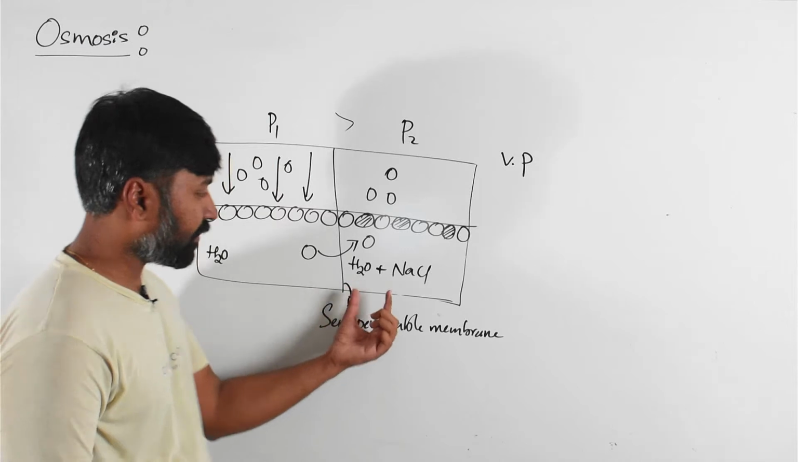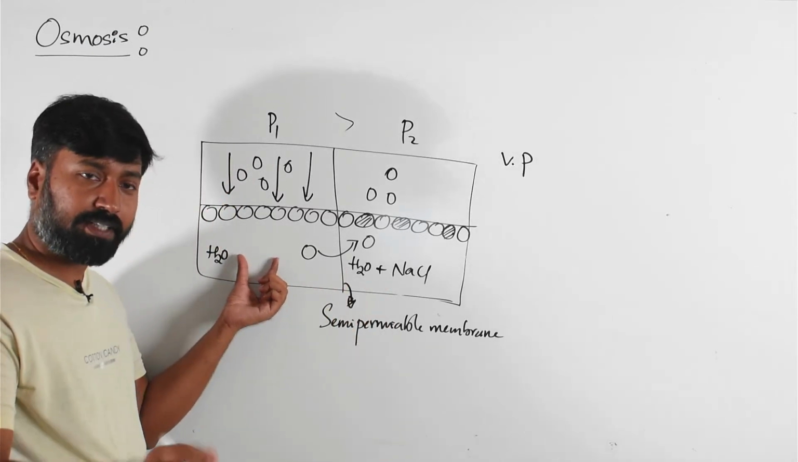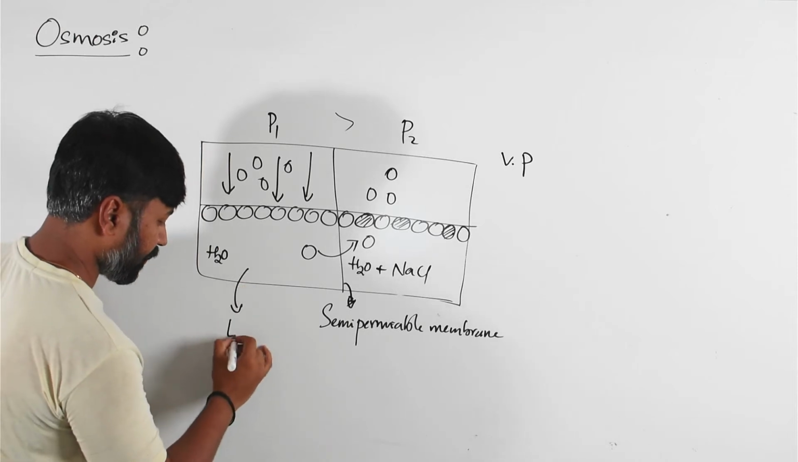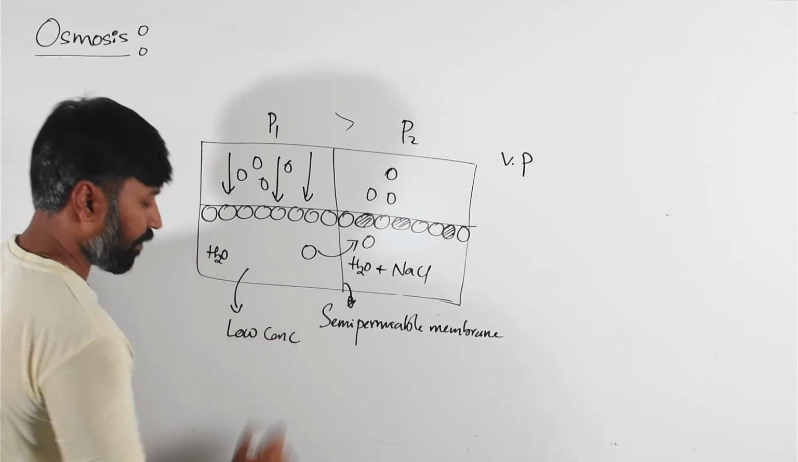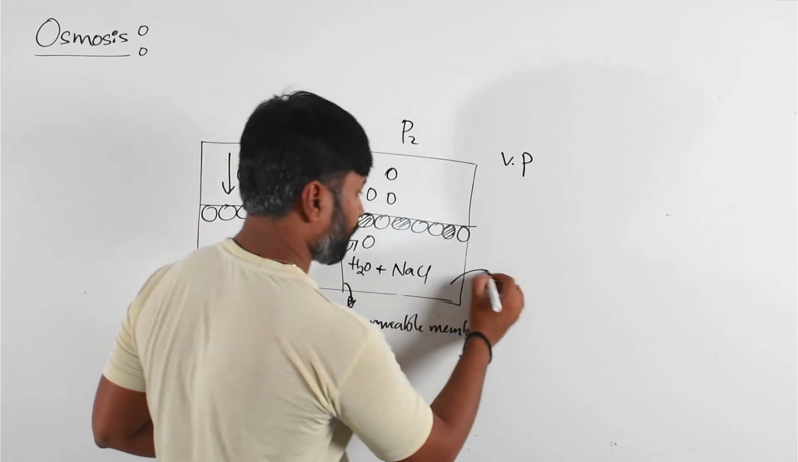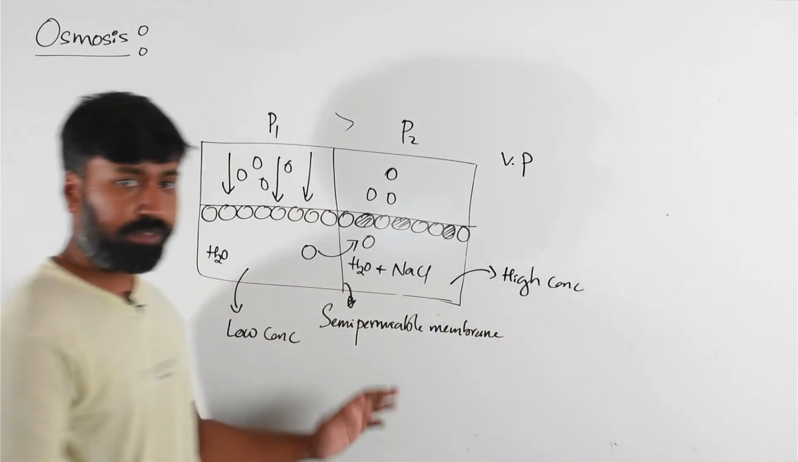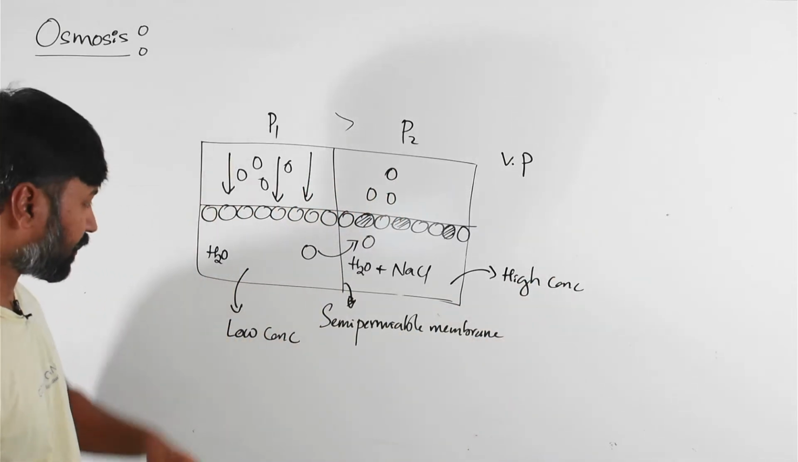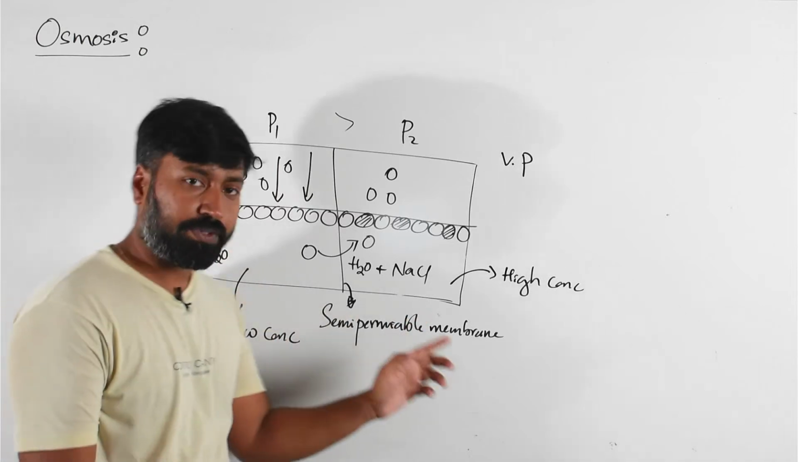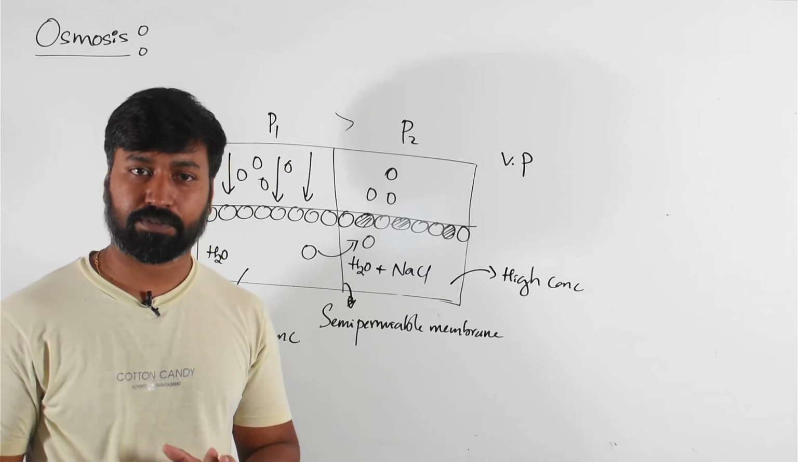Now, taking concentration into consideration, the compartment which does not contain any sodium chloride is called low concentration, and the compartment which contains the sodium chloride is called high concentration. So we can define osmosis here: the process in which solvent molecules move from low concentration to high concentration through a semi-permeable membrane is called osmosis. Okay, this is the fact.